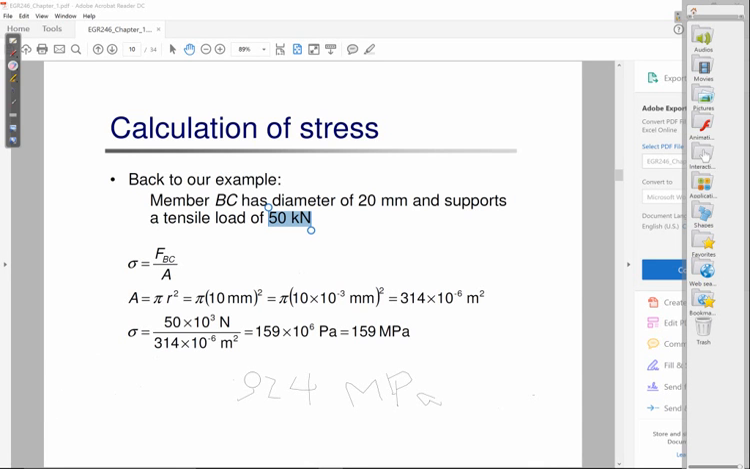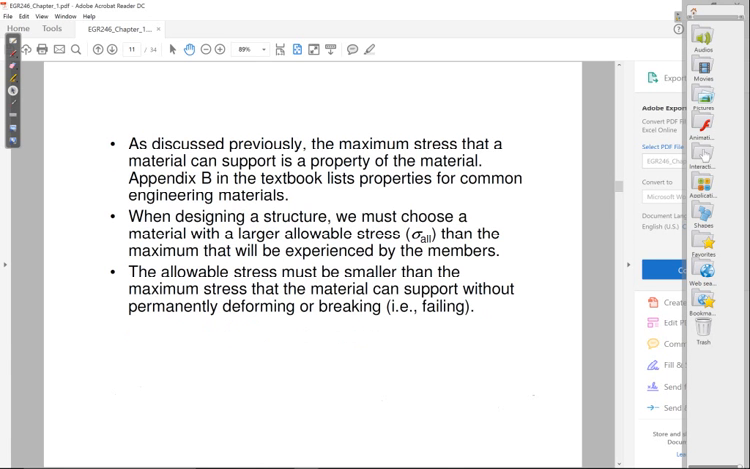Right? And the same thing is going to be true for member AB, right? This was member BC, 50 kilonewtons of tension. We of course have member AB as well, right? That was under compression, and you would do the same thing. You would take a look at its stress, and if you were to choose a material to make AB out of, you'd want to choose something with an ultimate stress value that's greater than whatever the stress was, okay? Which brings me to this next slide here.